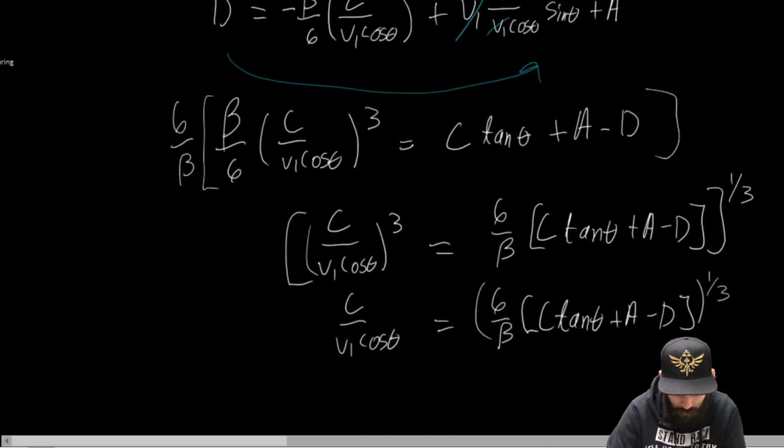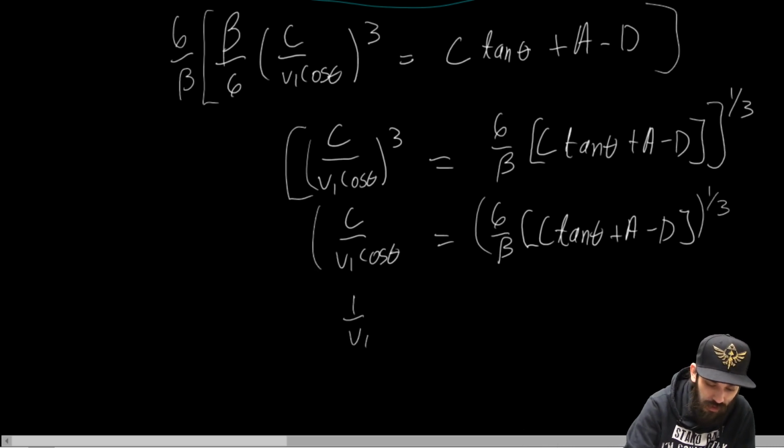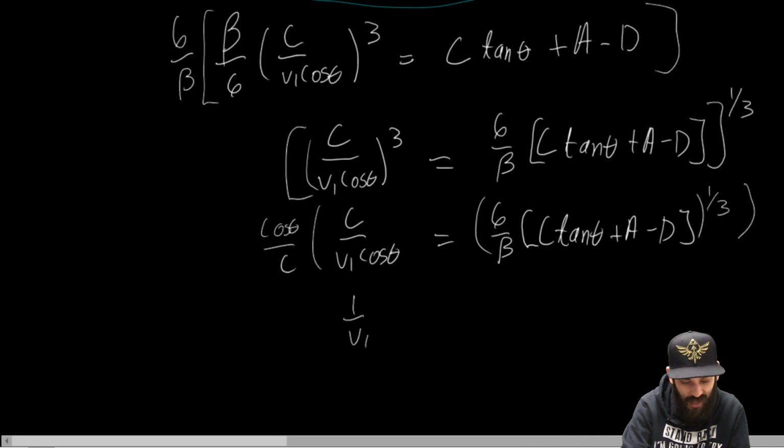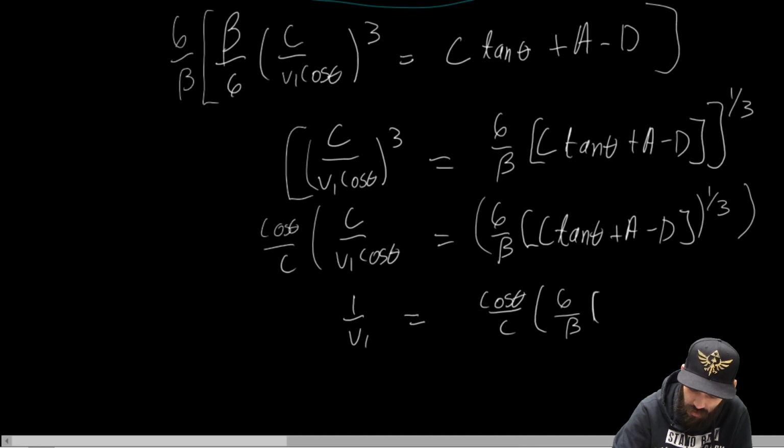Now we're almost there. What we need to do is move this c and this cosine of theta to the other side. So this says that 1 over v1 is going to be equal to, we multiply both sides of the equation by cosine of theta over c to cancel it from the left side, cosine of theta divided by c times 6 over beta times c tan theta plus A minus D to the 1/3 power.